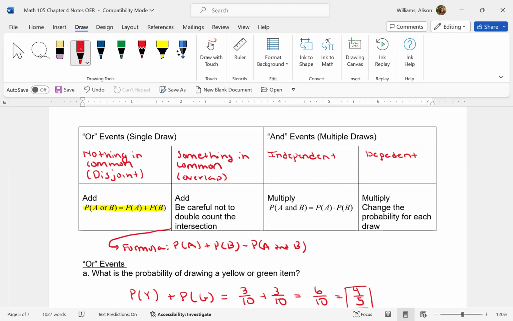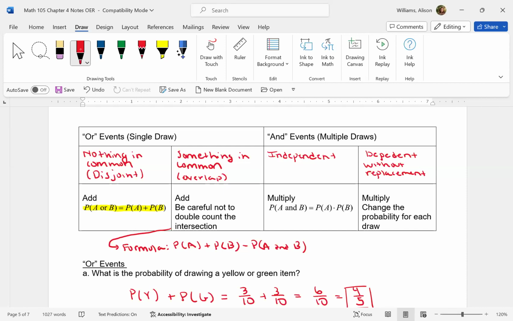That means the events are dependent because when you draw the items out of the bag, you do it without replacement, which makes sense. That's how you'd expect to do it.